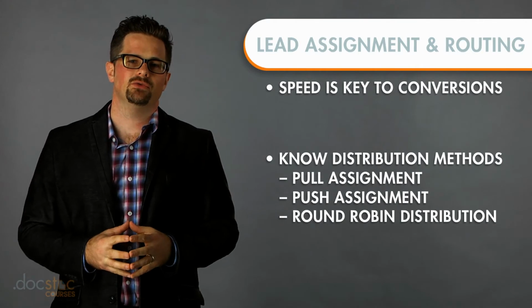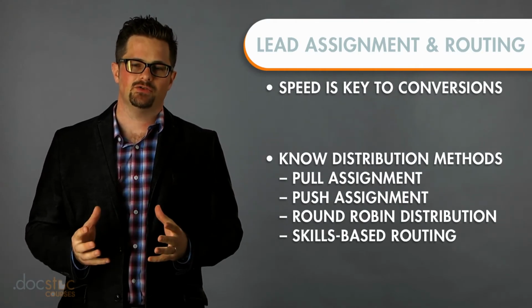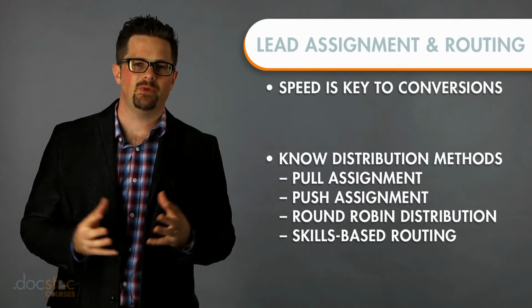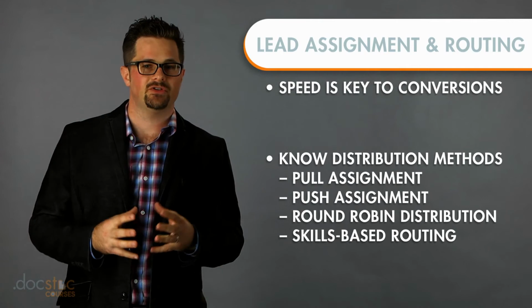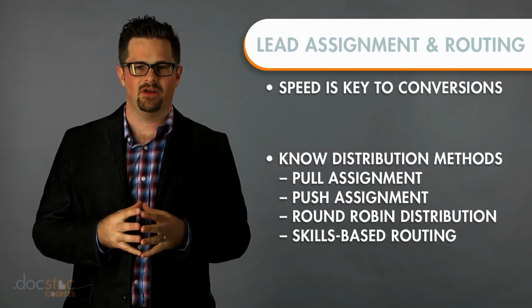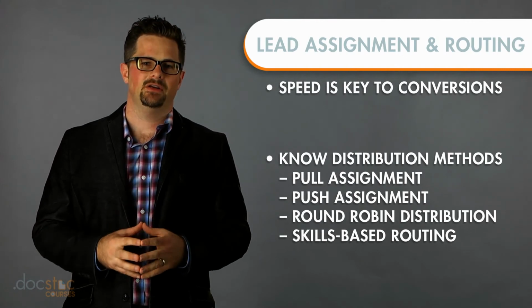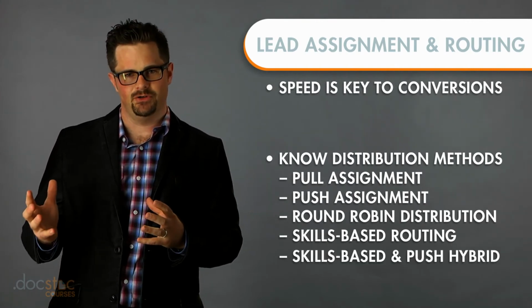Another way is through skills-based routing. Skills-based routing is where an internet lead comes in, and you as a manager can define a set of rules for who that should go to. And those rules are typically based on the skills. So for example, you might have Texas leads go to somebody that is actually from Texas. You might have very high ticket items go to one of your higher skilled sales reps that is experienced with that type of product. My favorite way of routing internet leads is a hybrid between skills-based routing and push distribution.